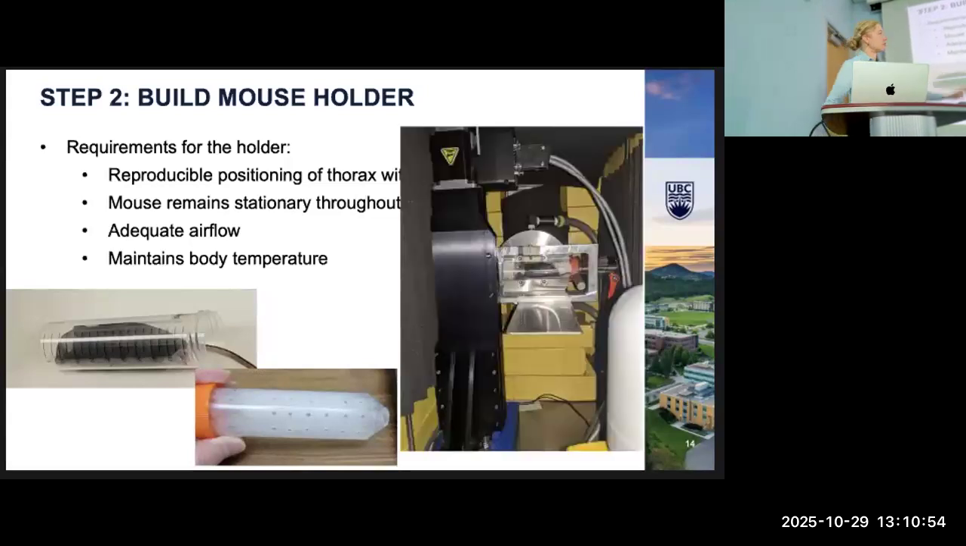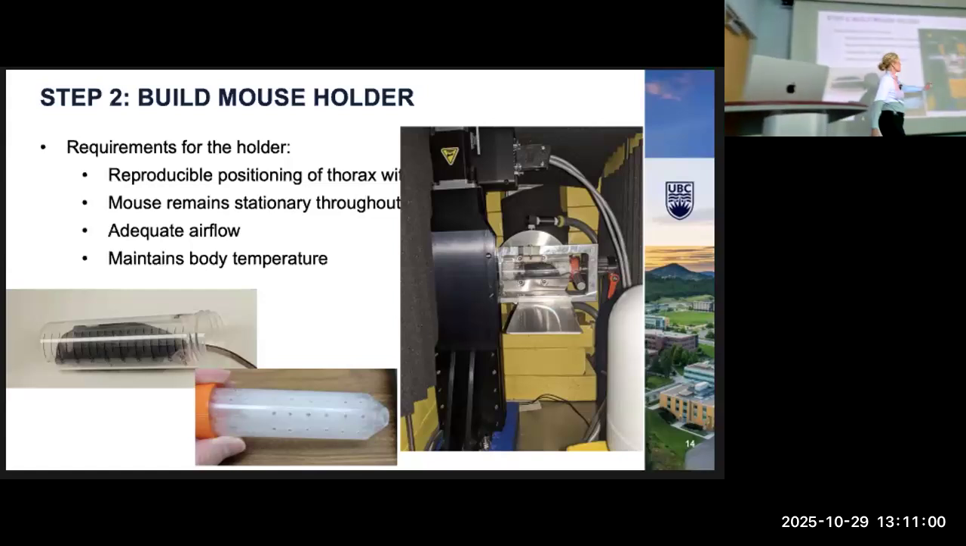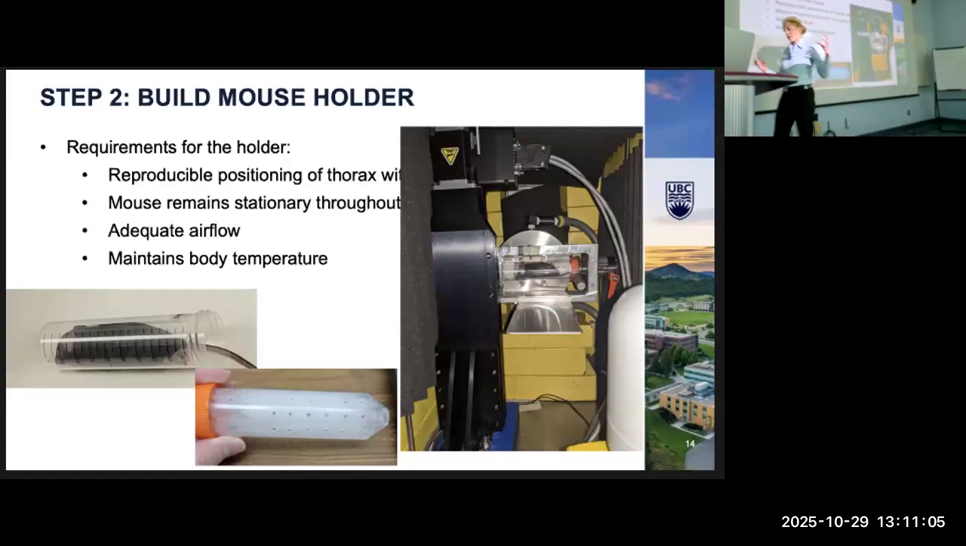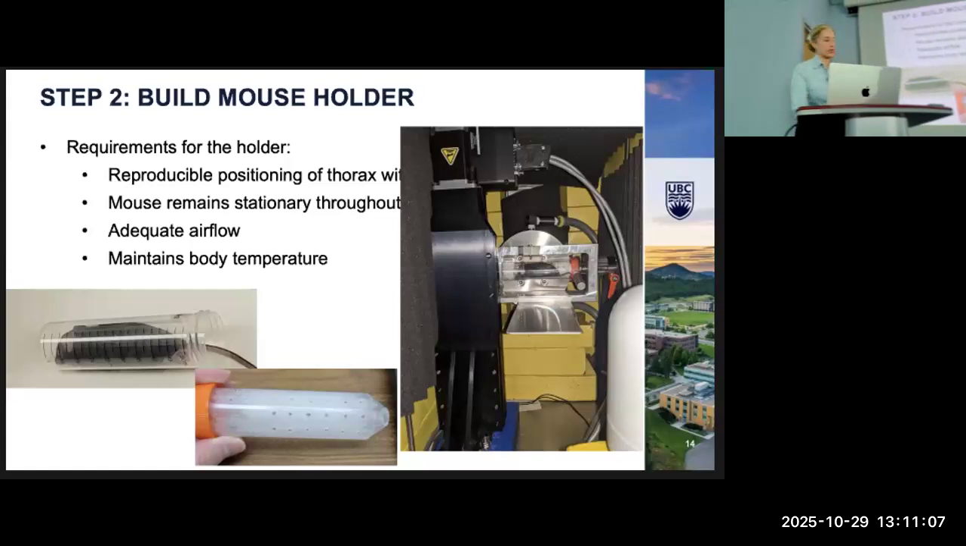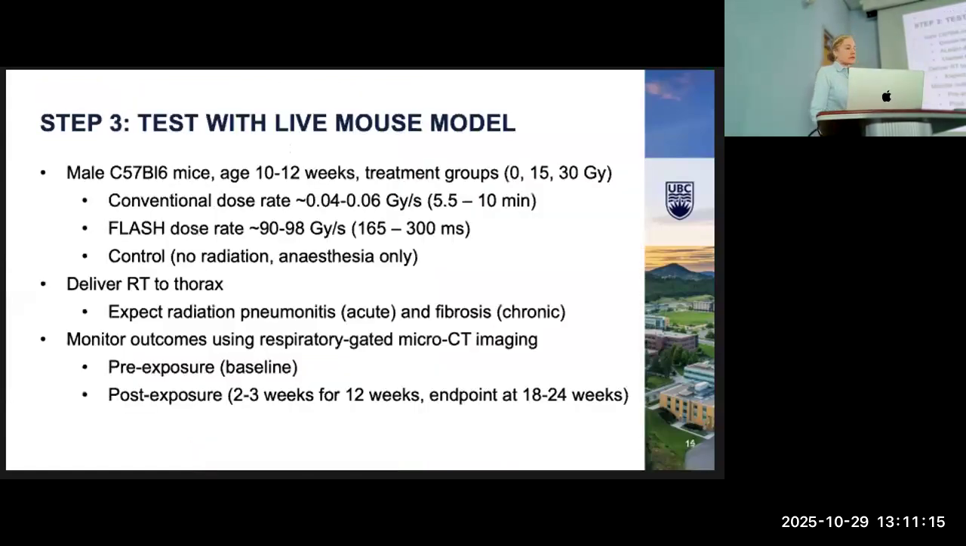This is a still image from the video feed. You can see the mouse in the holder right here. This is the nose end. It's got a little cap on the end with a bunch of holes in it so the mouse can get lots of air. And we could monitor in real time and watch the mouse during the irradiation.